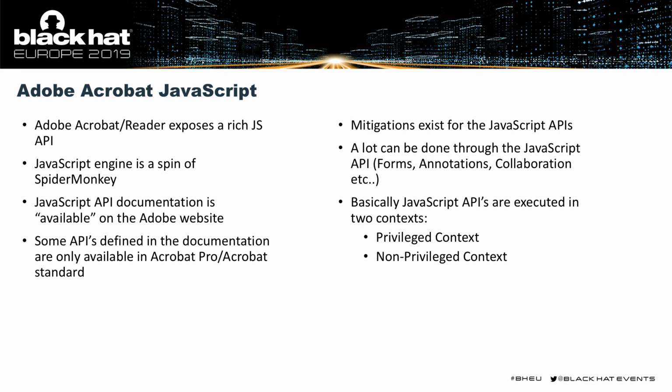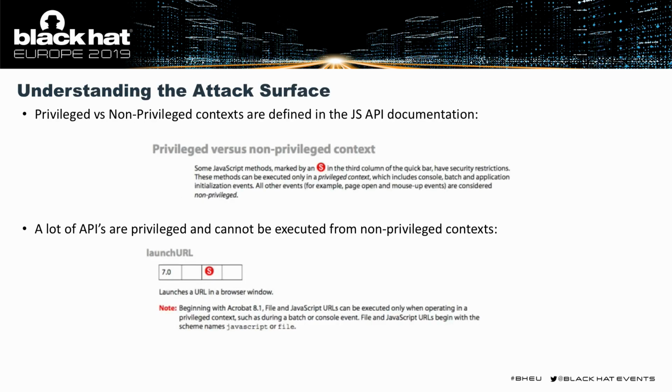The last thing I want to mention about JavaScript APIs is that they're executed in 2 contexts, and this is actually the core of this talk. You have a privileged context and a non-privileged context. So what are they? If you go to the JavaScript API reference that Adobe has online, you're going to notice that some APIs have a red S next to them, and some do not. The ones that have the S next to them can only be executed from the batch console or some privileged event. You cannot do it from the normal doc event.